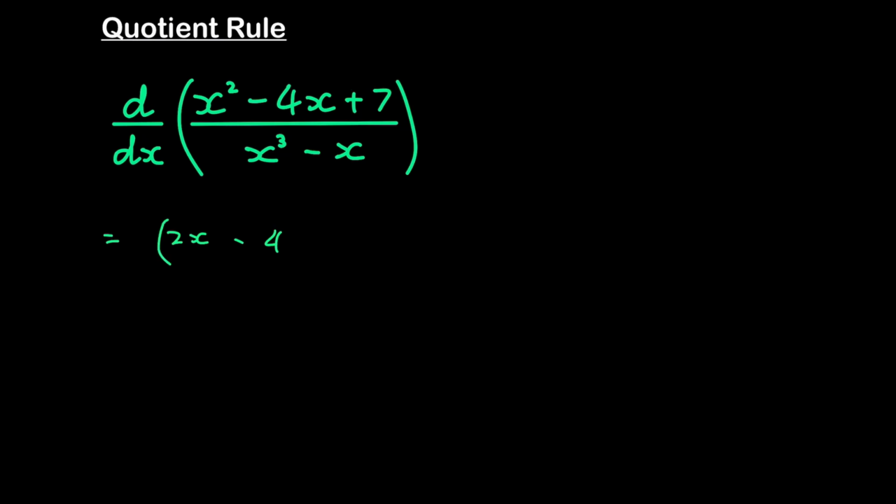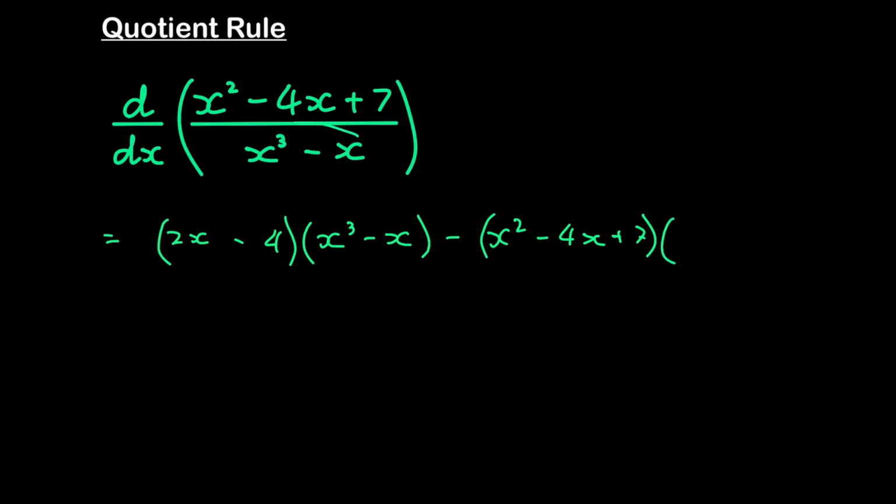So that's the derivative of the numerator, times by the denominator, or the denominator's function, which is x cubed minus x. And now there's a subtract sign. So now we're not differentiating the numerator, we're differentiating the denominator. And we're leaving the numerator as is. So let's leave the numerator here, and we say x squared minus 4x plus 7.